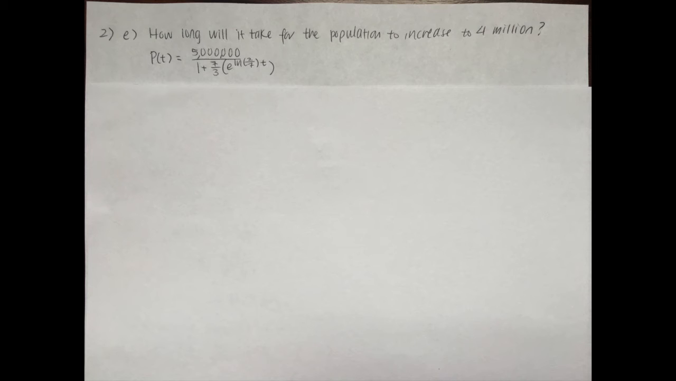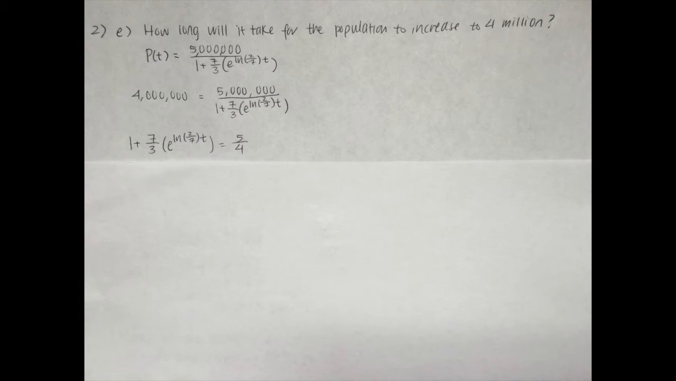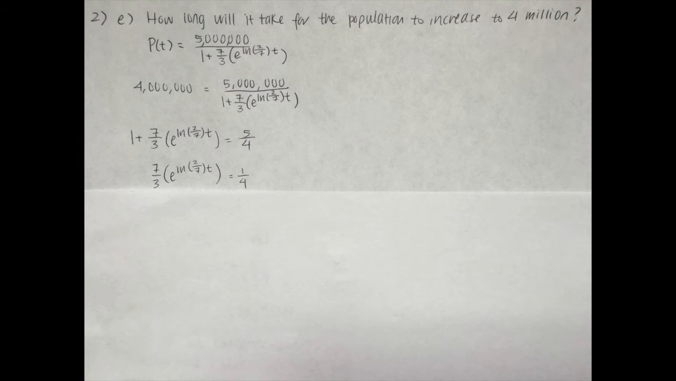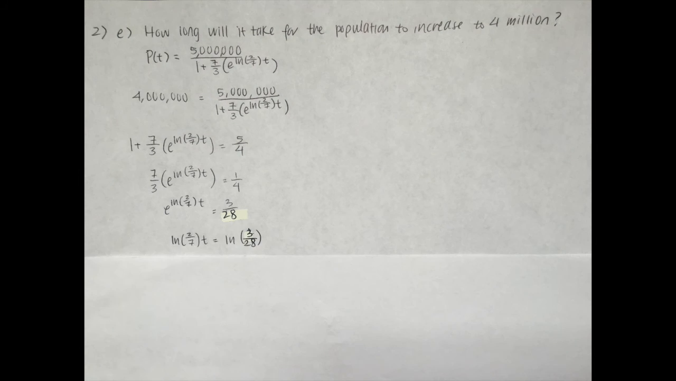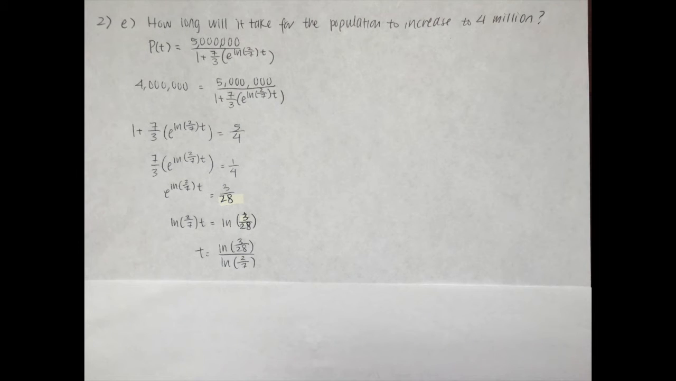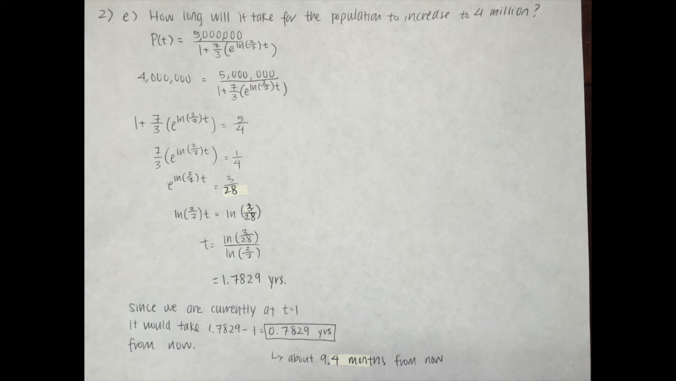Similarly to Part D, we will use the equation found in Part A for population. Set the equation to 4 million. From there on, simplify. Multiply the denominator, and then divide both sides by 4 million. Subtract 1 from both sides. Multiply both sides by 3/7. Take the ln to get rid of the e. Then divide both sides by ln of 2/7. Then you'll get that t equals 1.7829 years. Since we are currently at t equals 1, it would take 1.7829 minus 1, which equals 0.7829 years from now.